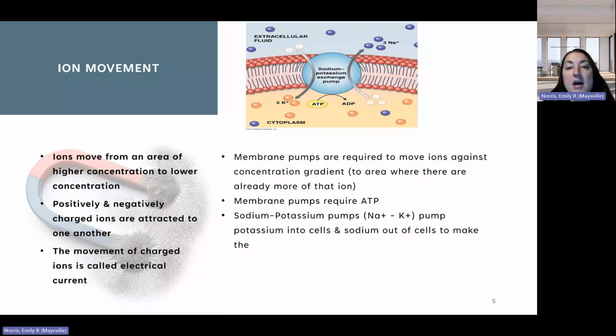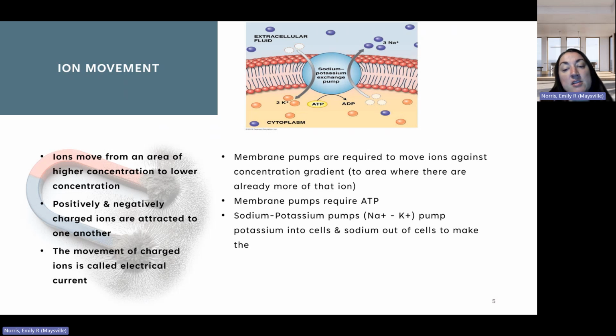of the cell. Positively charged ions are attracted to negatively charged ions, and the movement of these charged particles is called an electrical current. This is really important when we learn about electrical stimulation for your modalities course. So it's good to have this foundational knowledge.